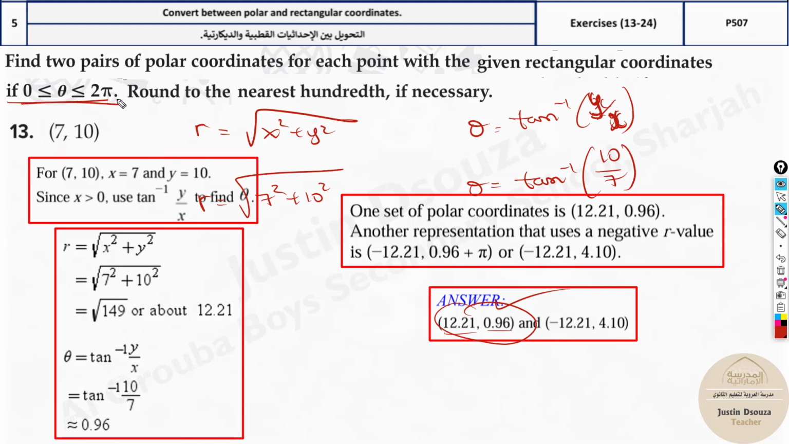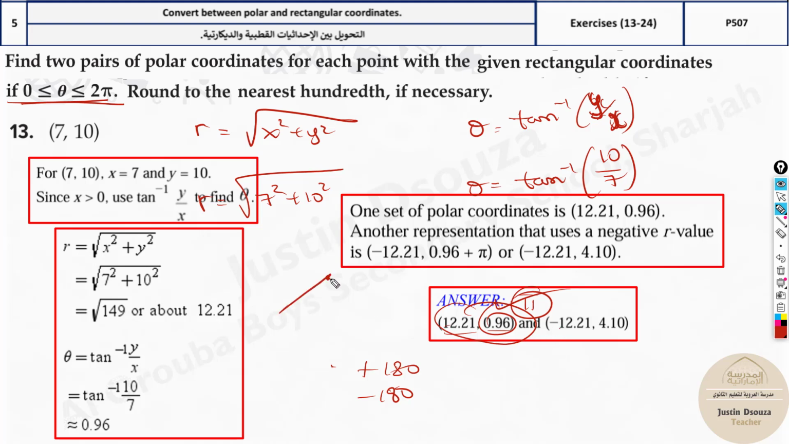They have told 0 to 2 pi, isn't it? Now what you have to do is either add or subtract pi. Pi is 180 degrees, but since it's in radians, just add or subtract pi. If you recall in the previous question, when we add 180 or subtract 180, we change the r value from plus to minus.